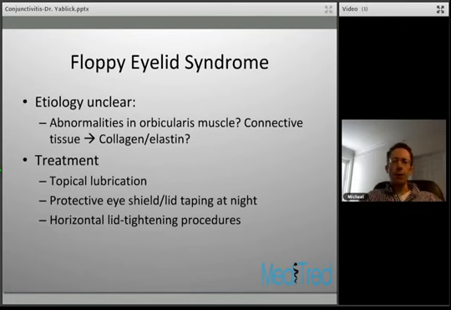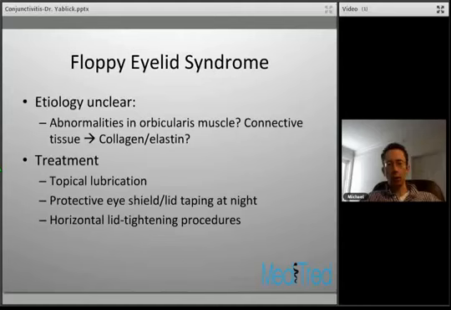The etiology of the actual floppy eyelid syndrome and the tissue changes is unclear at this point. Some people think that it's an abnormality in the actual orbicularis muscle. Some people think that it's a primary connective tissue abnormality, but could it be an abnormality in the collagen itself or the elastin? We're really not sure.